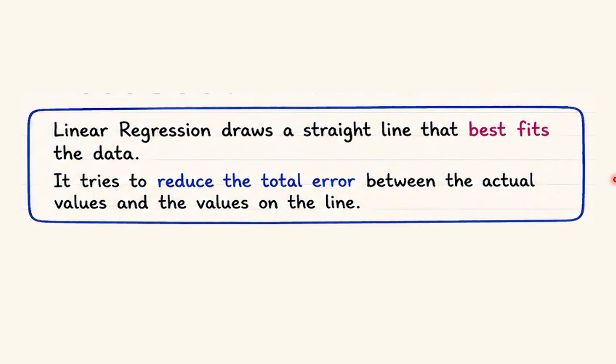So the line that linear regression draws is called a best fit line. And now, why is it called the best fit line? Because this line is chosen in such a way that it represents the data as well as possible, right? So the most important job of this line is to reduce the prediction error between the actual values and the values predicted by the line.